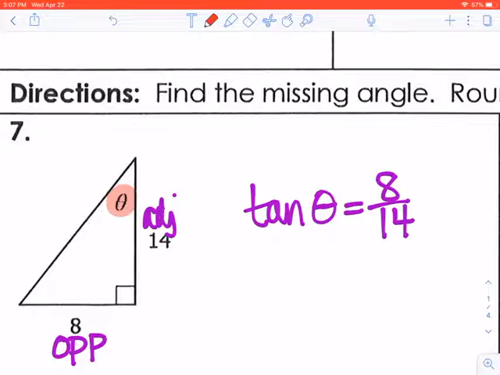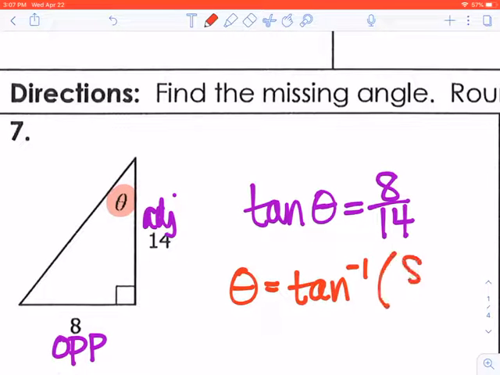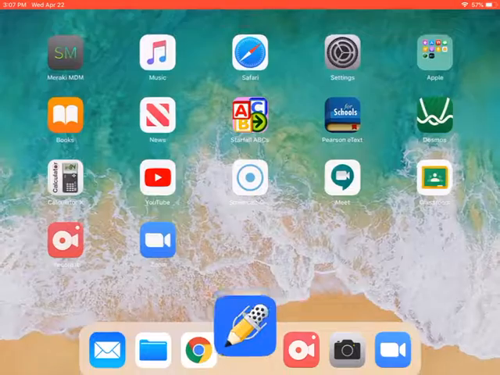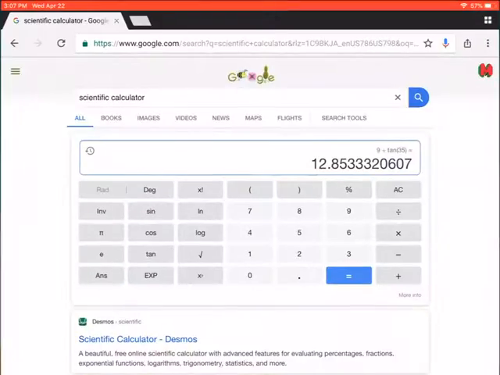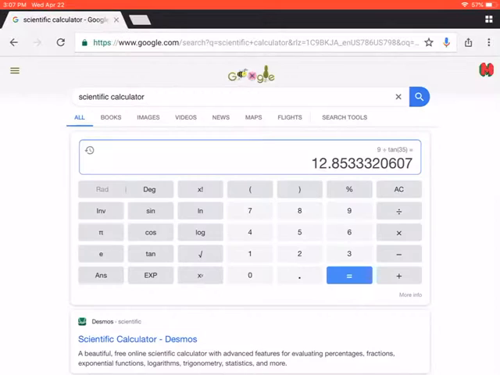And again, now we're solving for the angle. So whenever we solve for the angle, okay, we are going to use the inverse. So I'm going to use the inverse tangent, and now I'm going to plug in 8 over 14, okay? And so now I have to use my calculator. So I'm going to go back to the calculator. Inverse tan of 8 over 14 is what I want. Let me clear it. Okay.